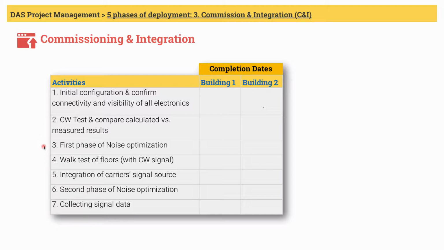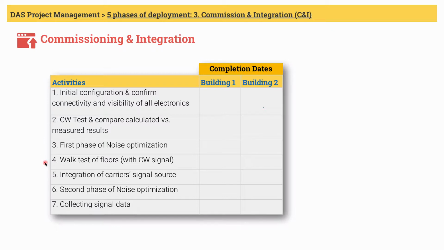Number three is first phase of noise optimization. As we add electronics to the DAS, it gives rise to noise. This rise of noise can be calculated. Noise optimization is essentially minimizing unwanted signal.